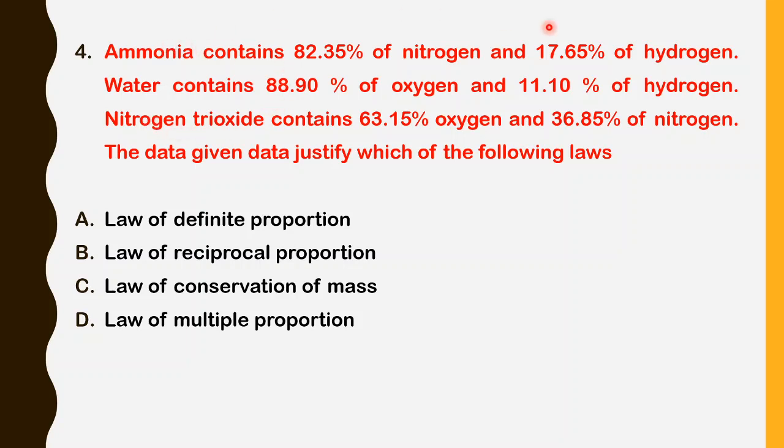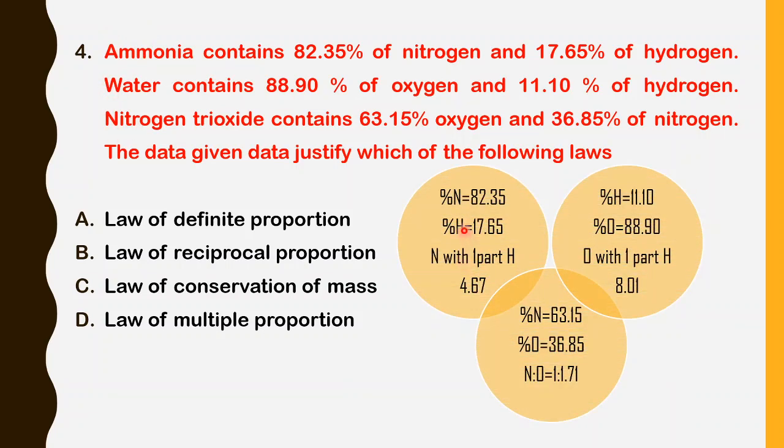When you get a question where three different compounds are given, you have to construct it in a way that the percent of nitrogen in compound 1 is 82.35% while the percent of hydrogen is 17.65%. We can find out how much nitrogen may combine with 1 part, or 1 gram, of hydrogen. By simple cross multiplication, you will get the amount of nitrogen which combines with 1 part of hydrogen as 4.67. Similarly, for the second case of water, the percent of hydrogen is 11.10% and percent of oxygen is 88.90%.